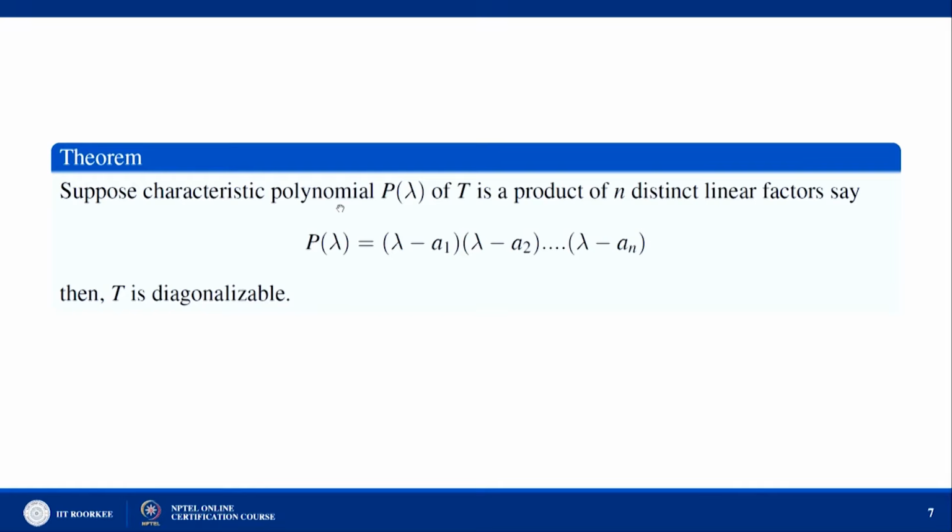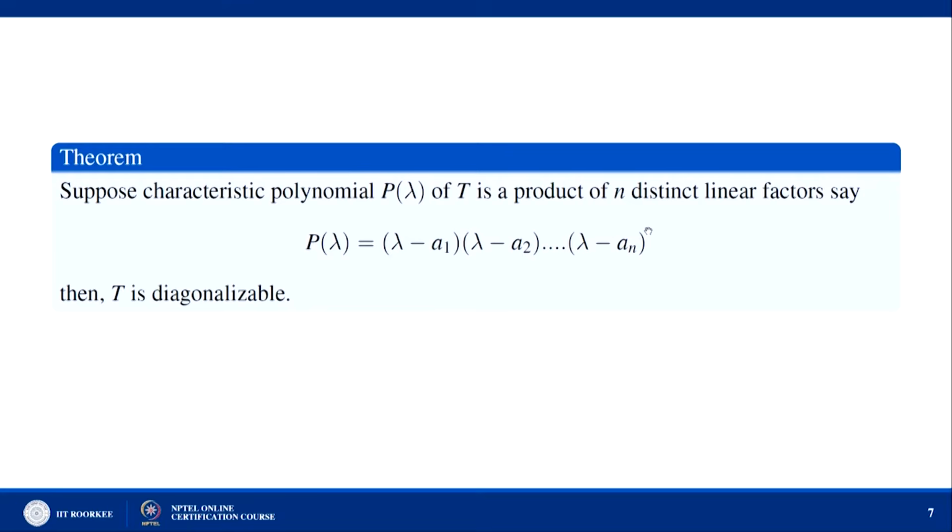Now, if the characteristic polynomial P of lambda of T, or of A, is a product of n distinct linear factors like lambda minus a1, all having a power 1, then T is always diagonalizable. If the factors are distinct and all have a power 1 in the characteristic polynomial, then T, or the matrix, is always diagonalizable.